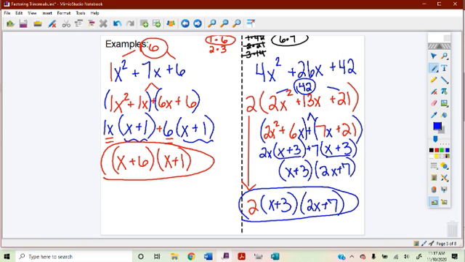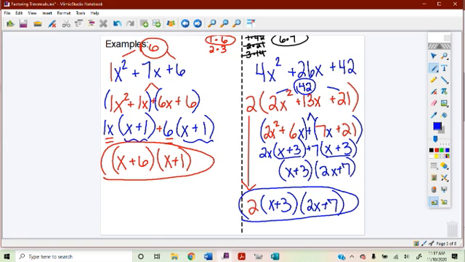Again, you could check it by doing a box. You would actually have to do a box. Well, you could do a box with this part and then distribute the 2. But you could do a box to check that if you really want to make sure you're right. Or like I said, you can type the original expression in Desmos and the factored expression and make sure the graphs are exactly the same, in exactly the same spot.